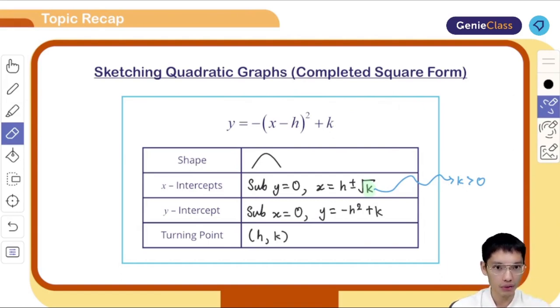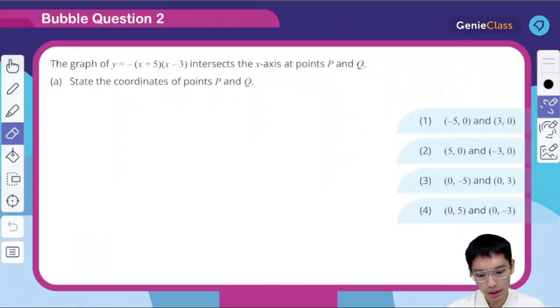I repeat a few because it's really quite a few. Bubble questions for today. Intersects x-axis, what will I have? Launching the bubble launcher in 3, 2, 1, and let's go. Let's see what we have over here. Coordinates of points P and Q. This should be rather straightforward.